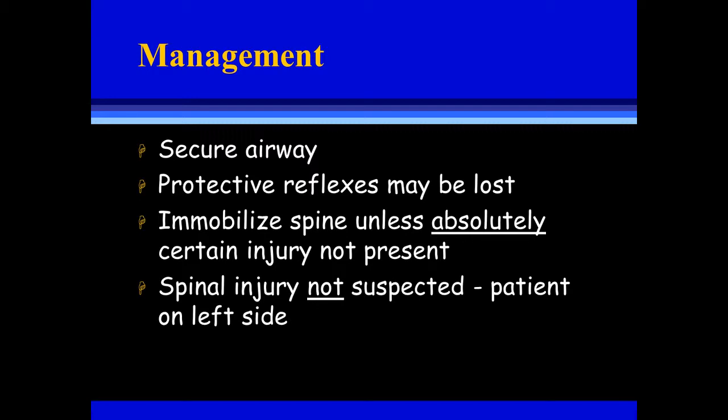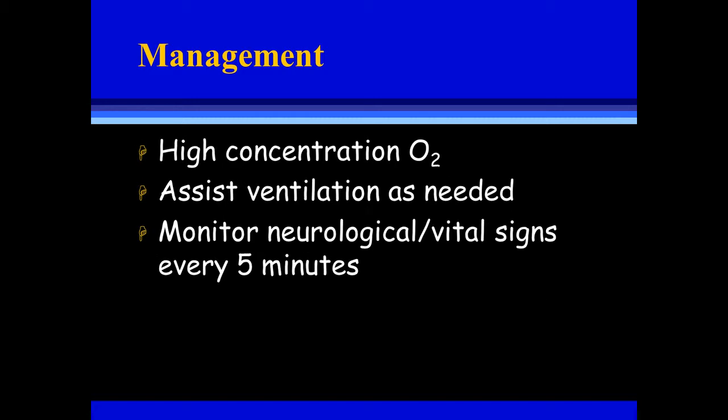Okay, management. Secure the airway because the basic protective reflexes may be lost, and that's what we say. They've lost their ability to clear their own airway, such as gagging, vomiting, that type of thing. Immobilize the spine unless absolutely certain injury may not be present. Okay. Spinal injury not suspected, put the patient in the recovery position on their left side. High flow O2, assist ventilation if needed. Monitor neurological vital signs every 5 minutes in the unresponsive patient.